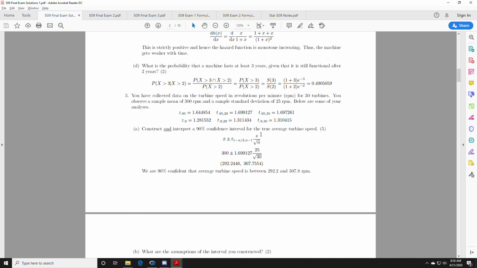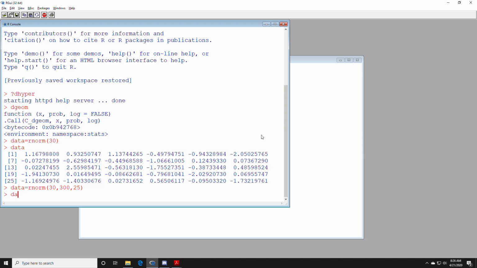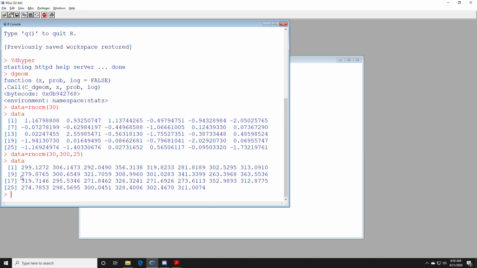So a 90% confidence interval for the true average turbine speed. Let's assume this data is the 30 observations that we read in on our data set. If you want to fake your own observations, just type in this line right here: data is equal to rnorm(30, 300, 25). That should give you similar, not exact, similar observations.